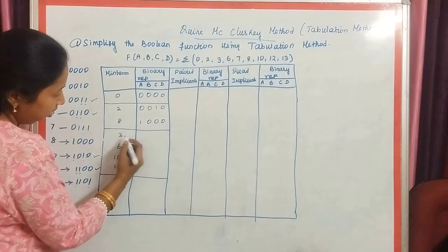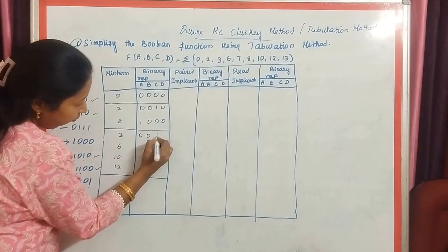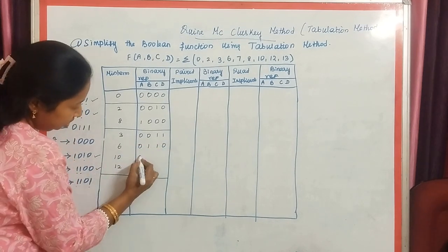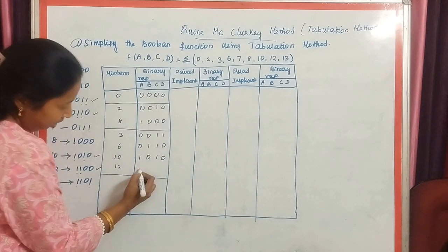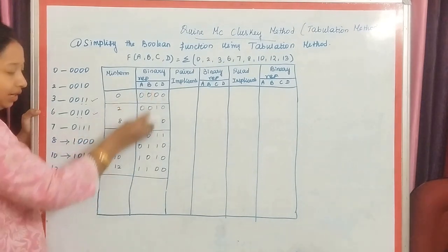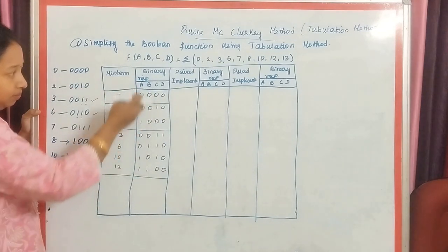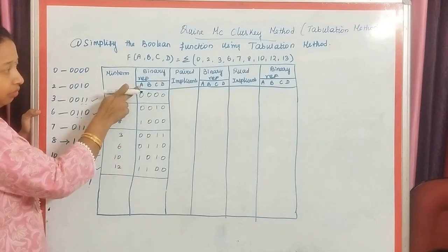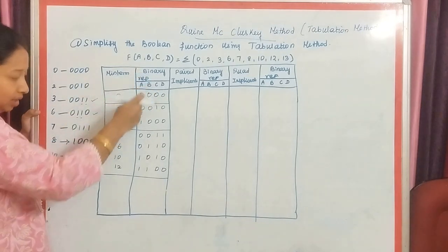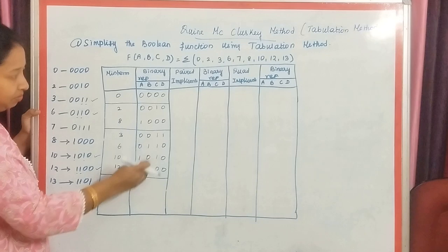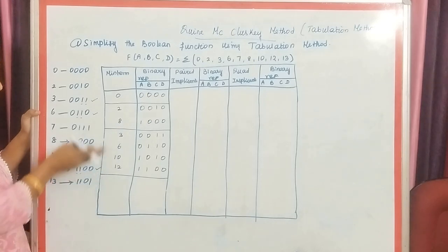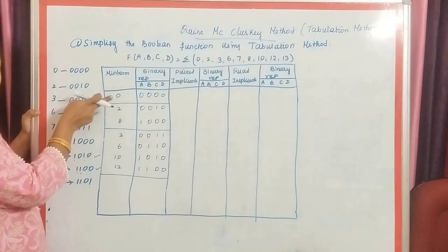Now write the corresponding binary number. For 3 it is 0, 0, 1, 1. And for 6 it is 0, 1, 1, 0. For 10 it is 1, 0, 1, 0. And for 12 it is 1, 1, 0, 0. Is it clear? While writing, see to it you write it in proper alignment. I put the binary representation as A, B, C and D. So write the digits in line with A, in line with B, in line with C and then in line with D. Clear?